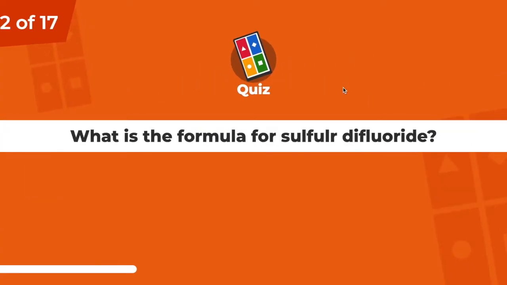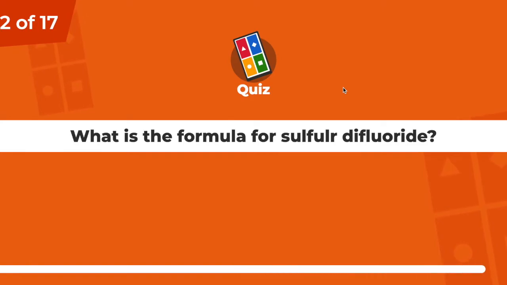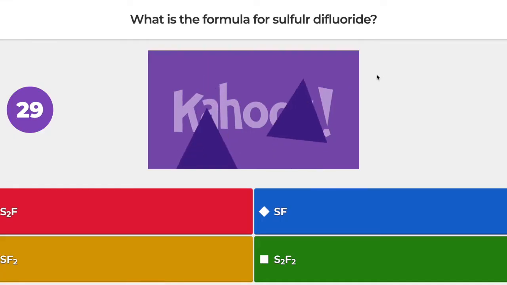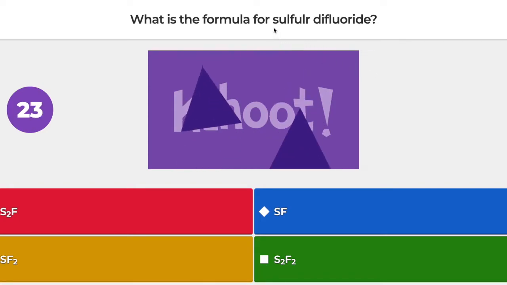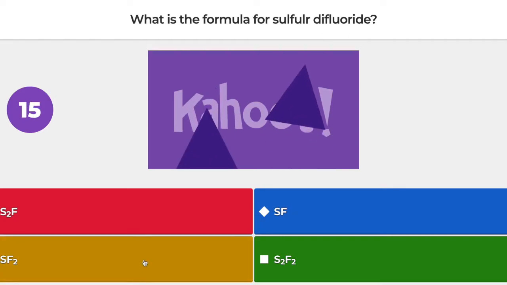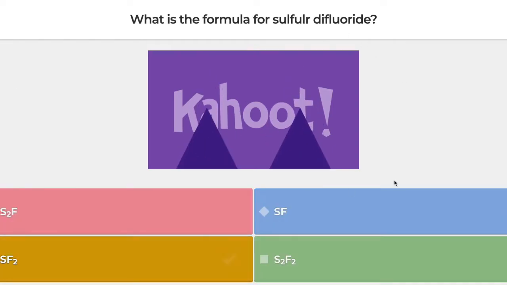Question 12. What is the formula for sulfur difluoride? All right. For sulfur difluoride, this is a covalent compound. Remember, if there is no prefix on the first word, that means that it is 1, and the di on the second word means 2, so it is going to be SF2.